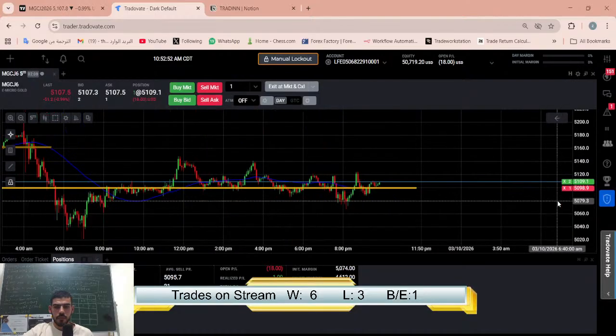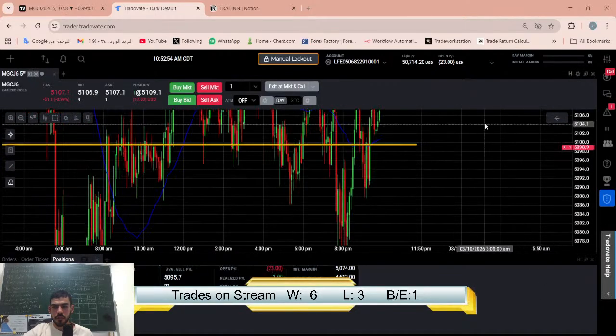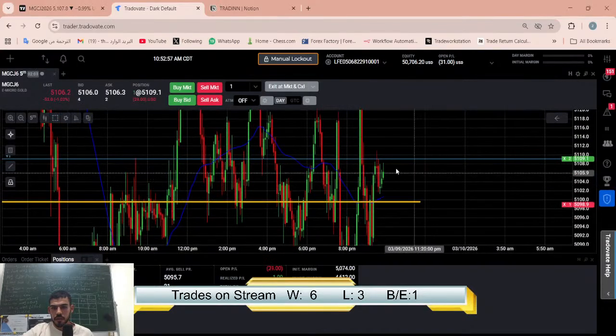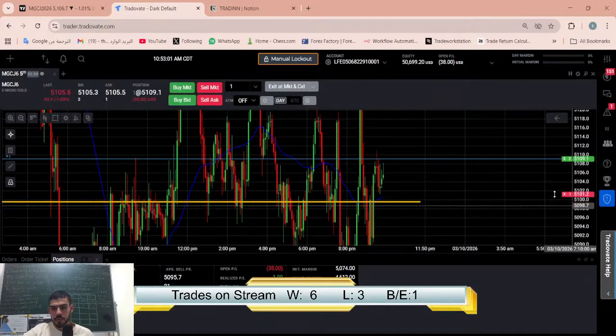I'm risking about 0.5. It showed me 3 lots. I think it's pretty much the same. Yep, I think I want to move my stop loss a little bit above.